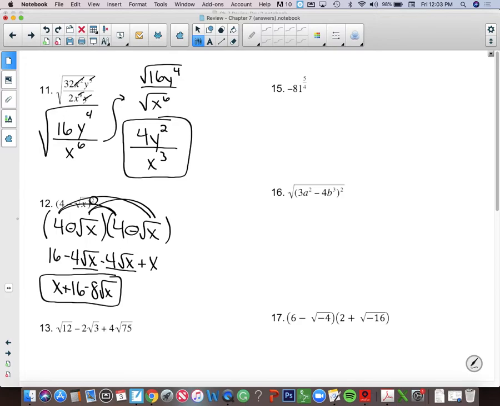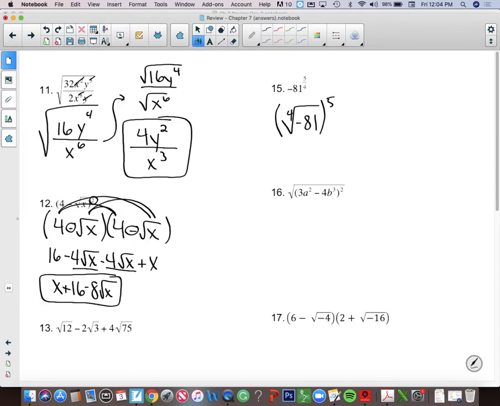15, we have a negative 81 to the 5/4. So whenever we have a rational exponent, or a fractional exponent rather, we would change it to radical form if we can use that to simplify. Okay, and that 5 can go underneath the radical like that, or it can go on the outside. I would put it on the outside to simplify it.